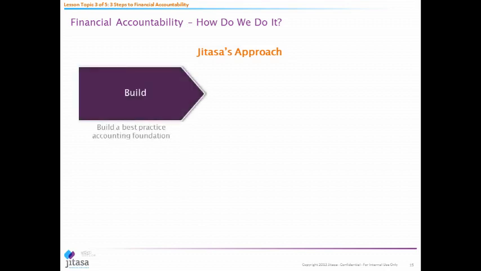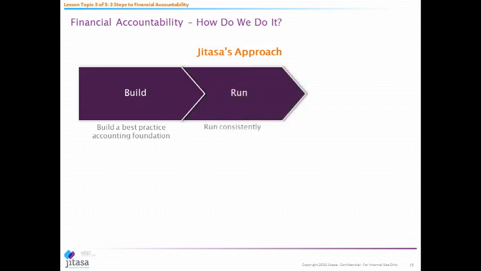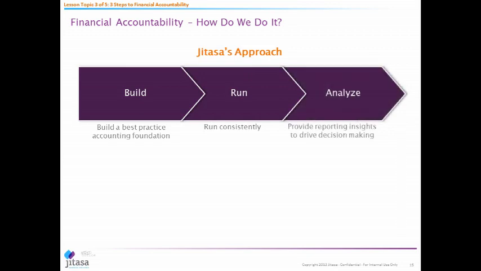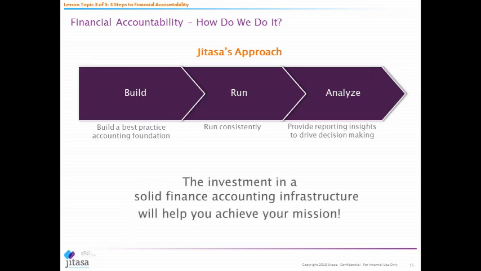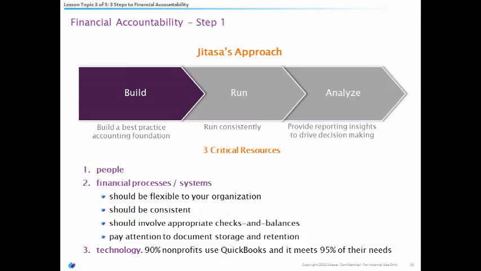So Jitasa's approach, first of all, the most important step is to build. You basically want to build a really good accounting foundation in order to get the financial information that you will need to make decisions. We'll talk about how we're going to run it consistently, and then also about analyzing. You want to be able to take the information that you've built upon and run consistently, and then have the ability to analyze and make good decisions. And it's really important to invest in a solid financial accounting infrastructure in order to achieve your mission.